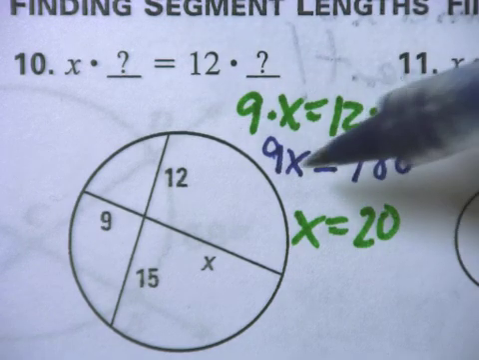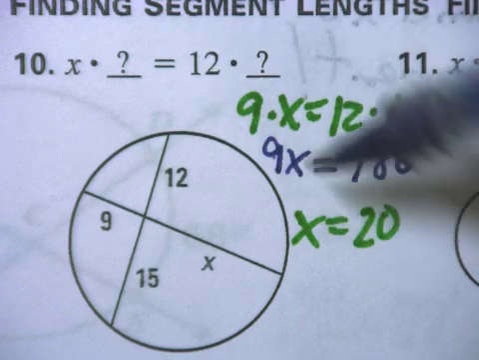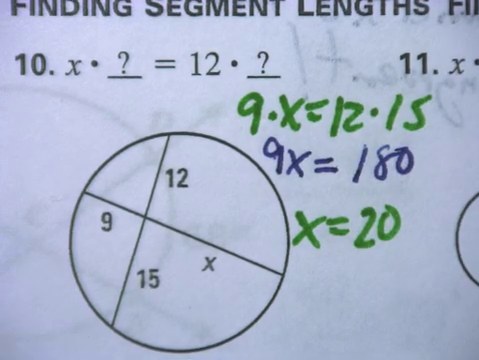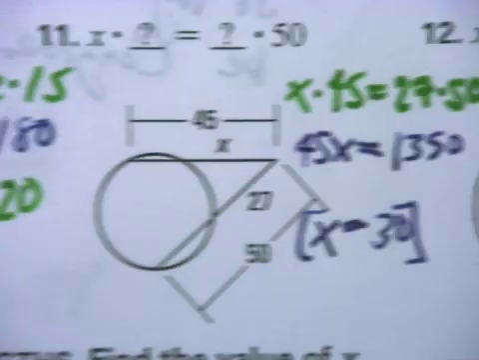I have that here. 9 times x is 9x. 12 times 15 is 180. Obviously, I'm going to divide both sides by 9, and when I do that, x is going to come out to be 20.